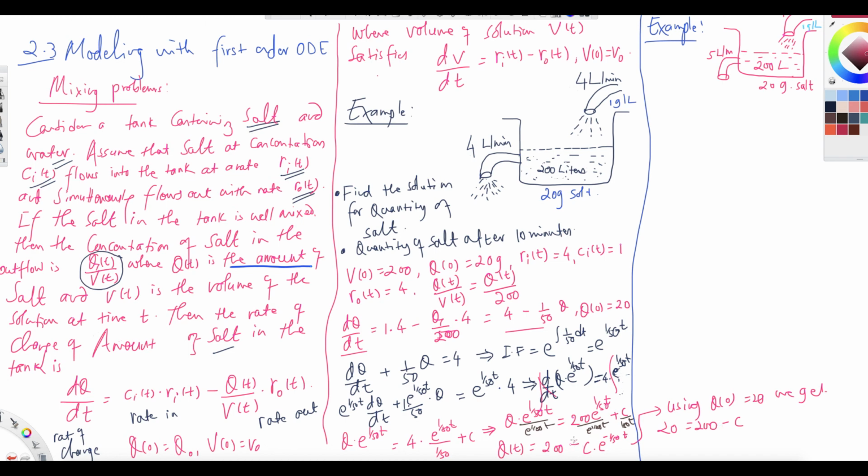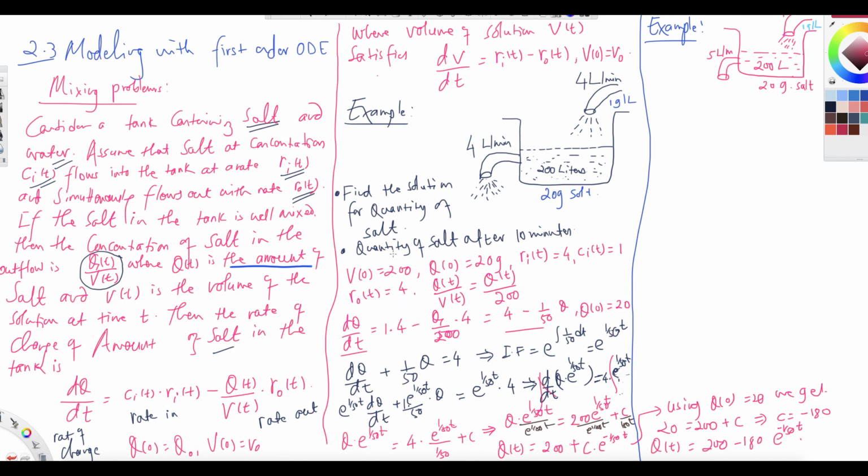I think it is plus, right? So plus c. So c is basically negative 180, right? So what is the final answer? The final answer is Q(t) equals 200 minus 180 e to the negative 150 t. That is the final answer. So what is the next question?